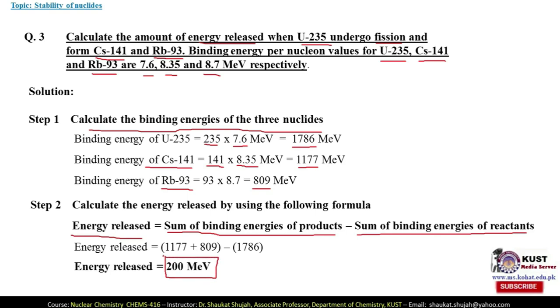So when a uranium-235 nucleus undergoes fission and forms cesium-141 and rubidium-93, then about 200 mega electron volt energy is released.